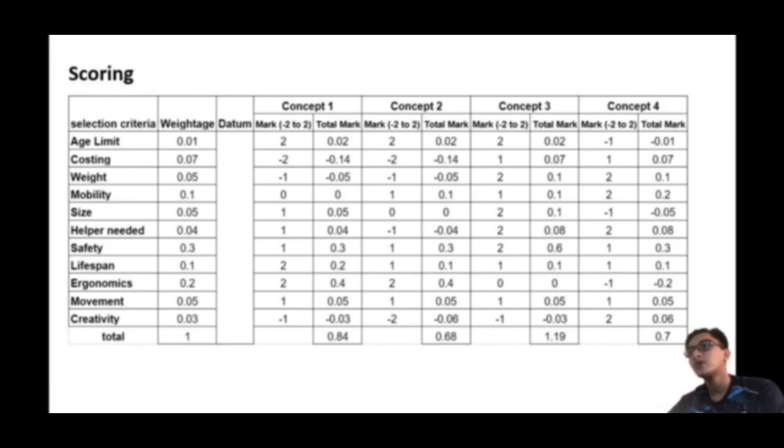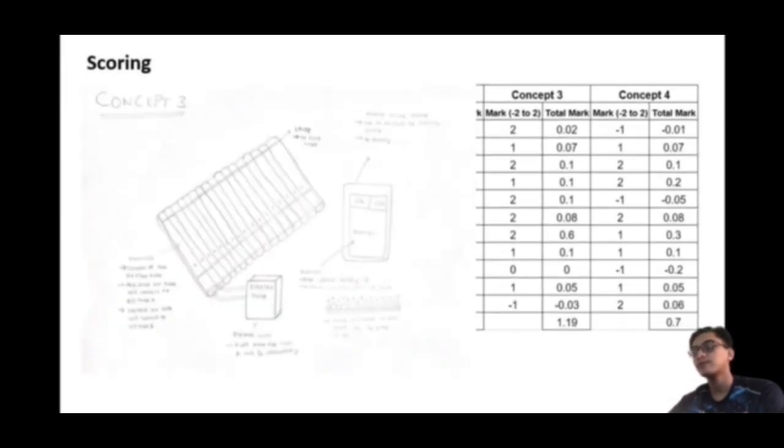We can see that concept 3 had the highest mark, which is 1.19, followed by concept 1 with 0.84, followed by concept 4 with 0.7, and then concept 2. So this is concept 3.